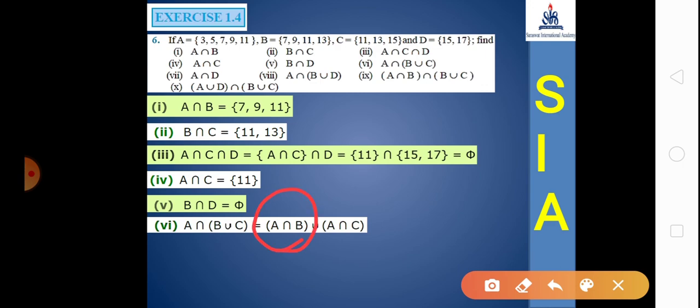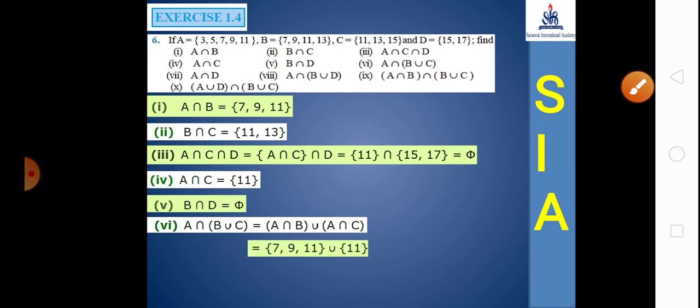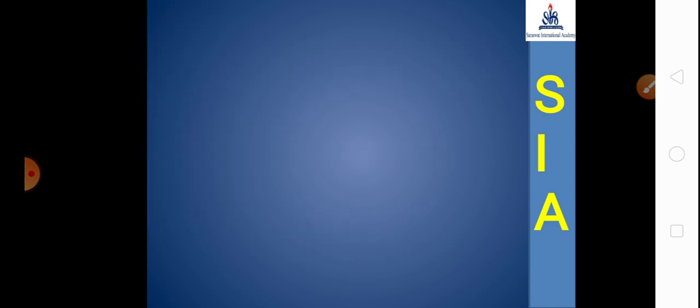This is the first, A intersection B, I calculate. Then after that, A intersection C, calculate and make them equal. So 7, 9, 11 is A intersection B, and A intersection C is a union. The union, you know, is all elements without any repetitions. So my answer is 7, 9, 11.